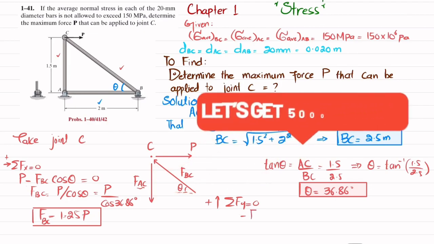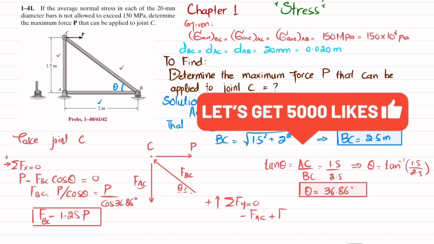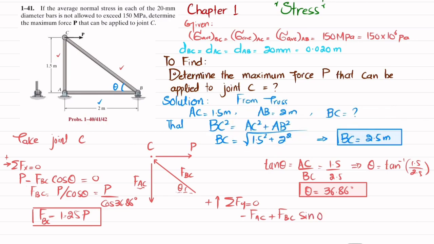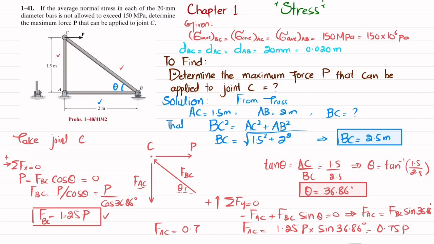So I will write minus FAC plus FBC into sine of theta is equal to 0. So we have to find FAC. So FAC will be equal to FBC sine of theta, and theta is 36.86 degree. Okay. So we know now FBC, which is 1.25 times P. So FAC is equal to 1.25 times P multiplied by sine of 36.86 degree, and you will get FAC is equal to 0.75 times P. So I will write FAC is equal to 0.75 times P.